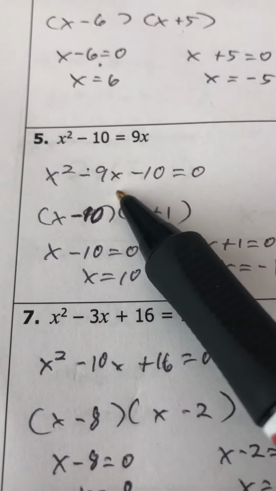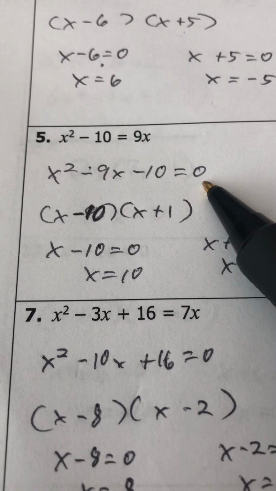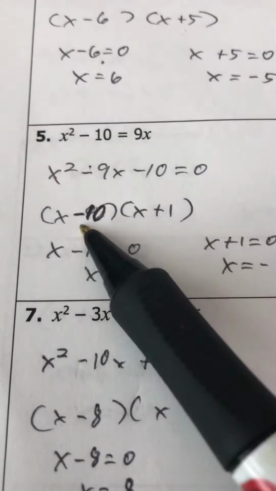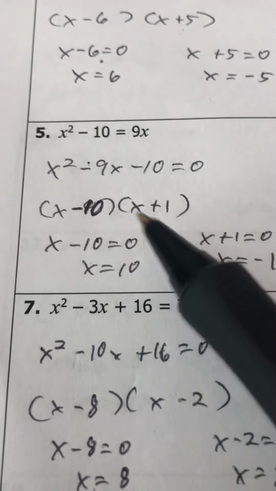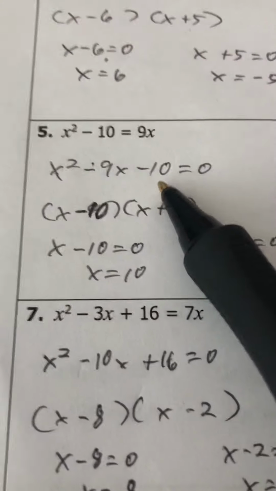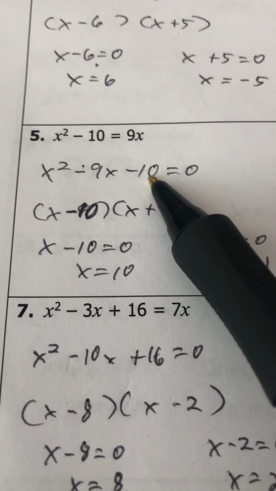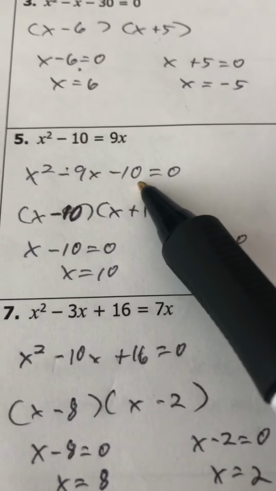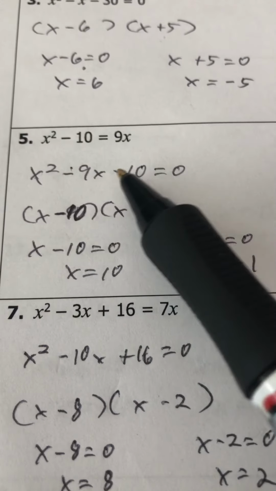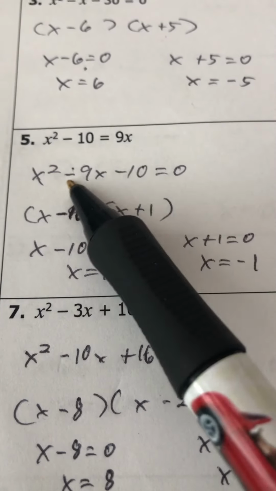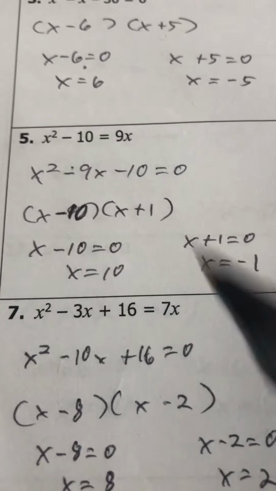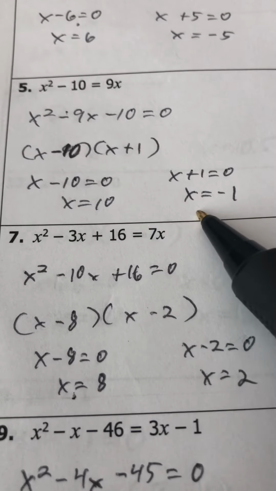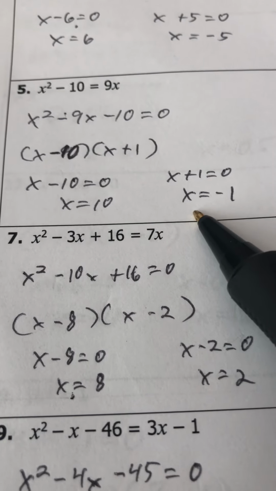This one I have to rewrite to have it set to 0. Then I have my two sections here that I've developed by doing double distribution in reverse, or the FOIL method in reverse. Two numbers that I multiply in order to get -10, but when I add them I get -9. That would be -10 and 1. Set them to 0 and solve. This was where the line would be crossing the x-axis.